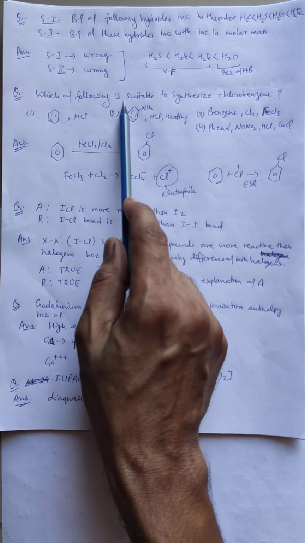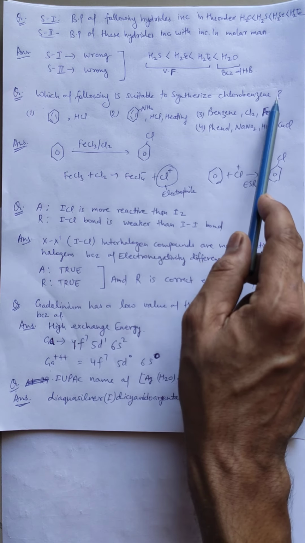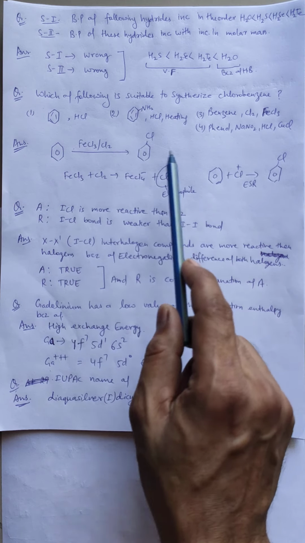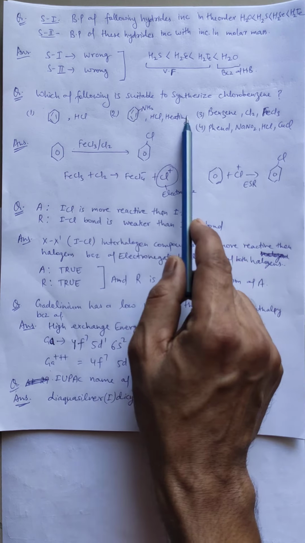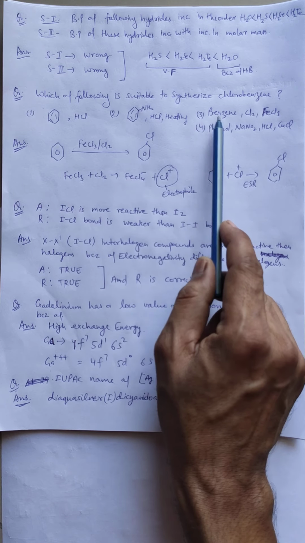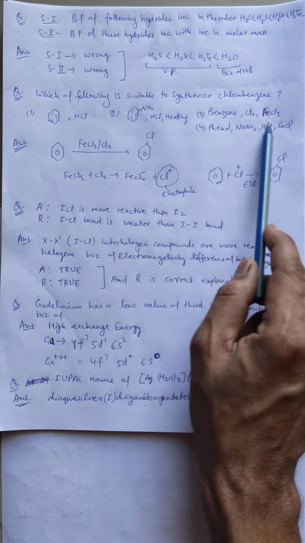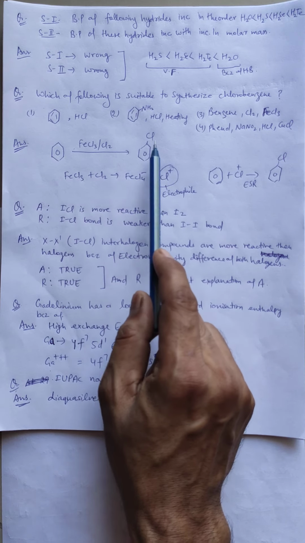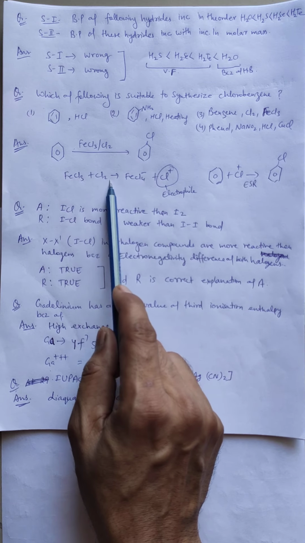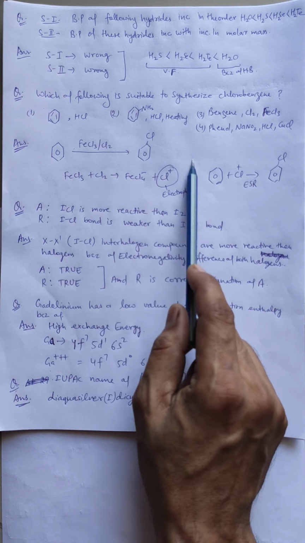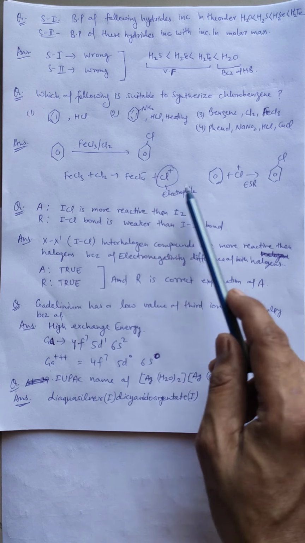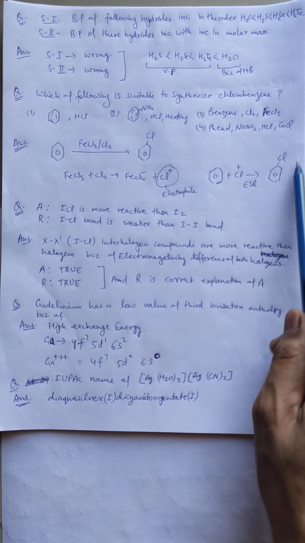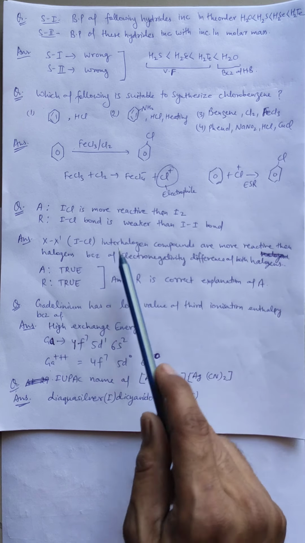Now next is, which of the following is suitable to synthesize chlorobenzene? Four options are given. Among the 4 options, benzene, chlorine, FeCl3, a Friedel-Crafts reaction is there. So chlorobenzene will be formed. FeCl3 and Cl2 give FeCl4 negative and Cl positive. Cl positive is an electrophile going to attack the benzene ring. An electrophilic substitution reaction will take place, and chlorobenzene will be formed. So it is the correct answer.